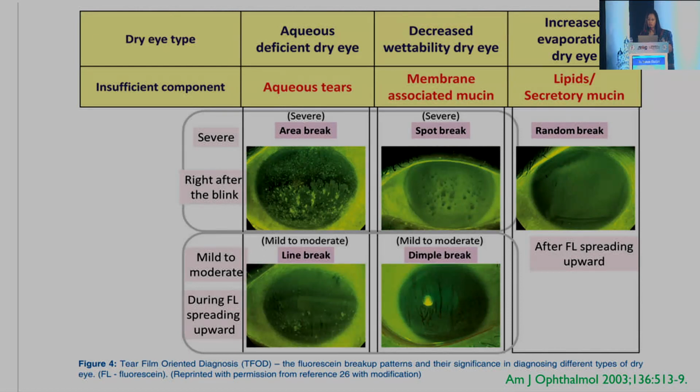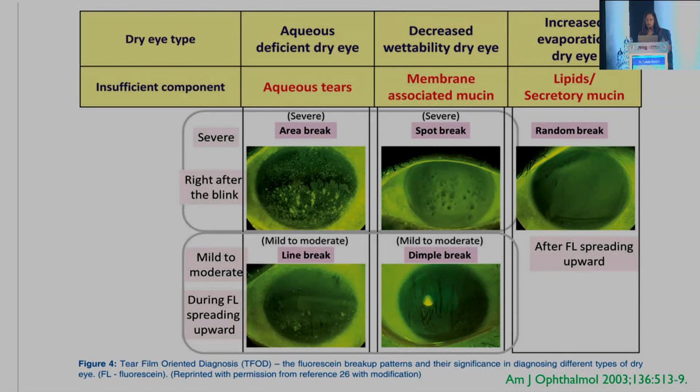The second column you are seeing is the mucin deficient dry eye. Here you can see small spots visible in the area. These spot breaks are classic of poor wettability of the cornea, and in the inferior photograph you can see there is a dimple break. These are the vertical lines which are visible, which signify mild to moderate dry eye.